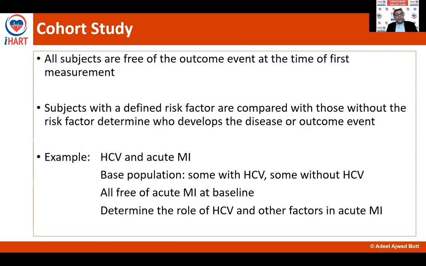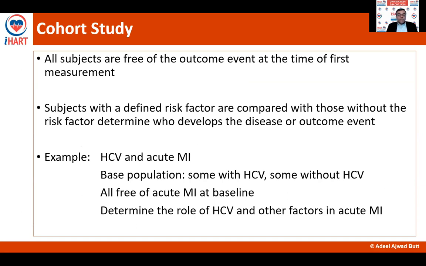A cohort study, on the other hand, is another type of study where all subjects are free of the outcome event at the time of first measurement. And subjects with a defined risk factor within those groups are compared with those without the risk factor to determine who develops the disease or outcome event.